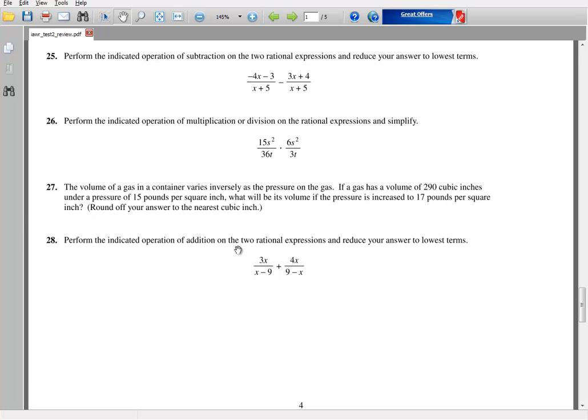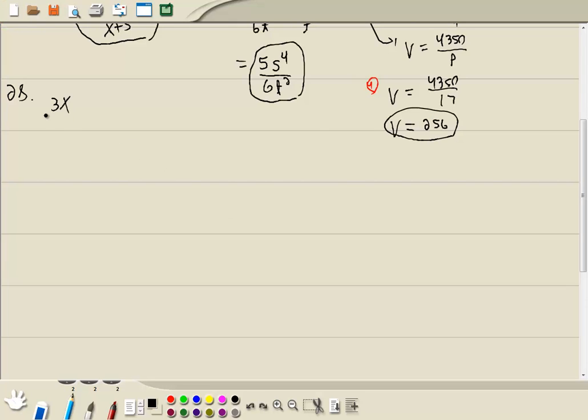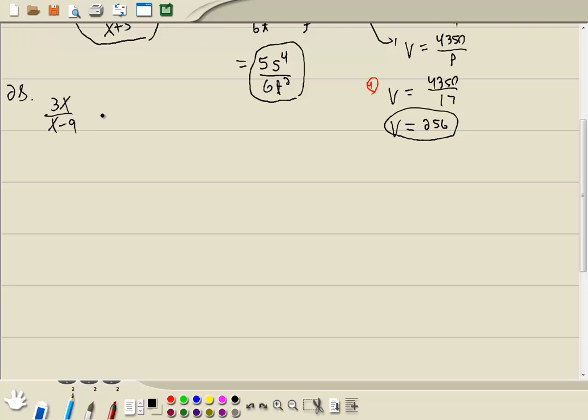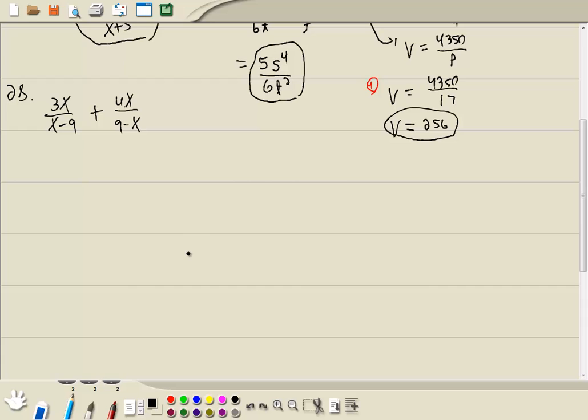Perform the indicated operation, and reduce your answers. So we've got 3x over x minus 9 plus 4x over 9 minus x. First off, I notice they don't have the same denominator, so I need to factor all the denominators and get a common denominator. Well, this first one's okay, but the second one's in the wrong order. It's not in standard form. So we're going to have 3x over x minus 9 plus 4x over negative x plus 9.